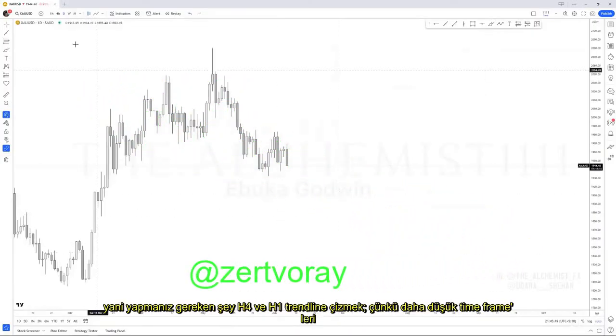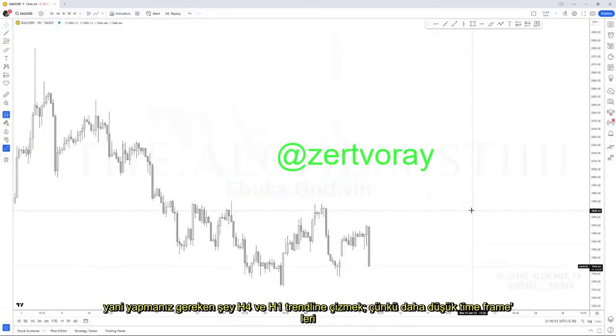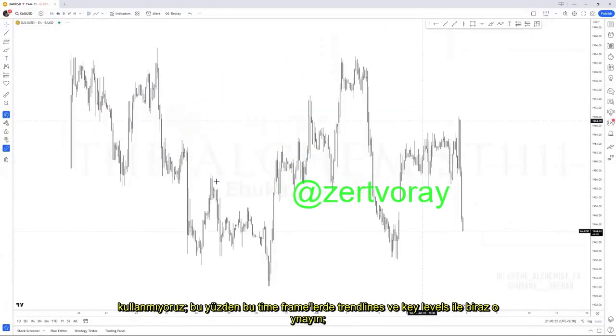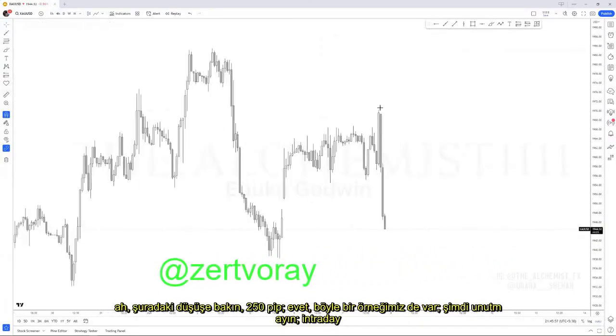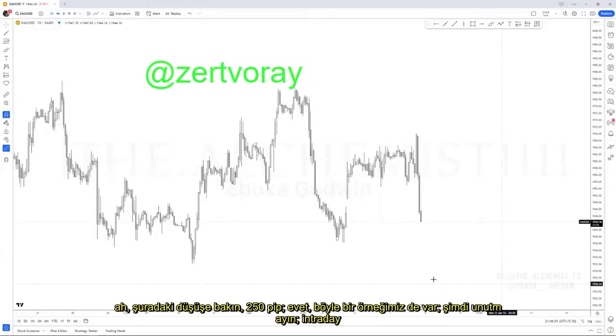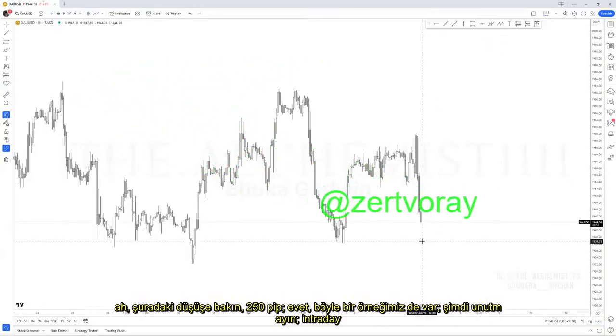So what you should do is draw H4 and H1 trend lines, because we don't use the lower time frame. So try messing around with these time frames with trend lines and key levels. Oh, look at the drop. Yeah, 250. Perfect. Okay, so we have that.